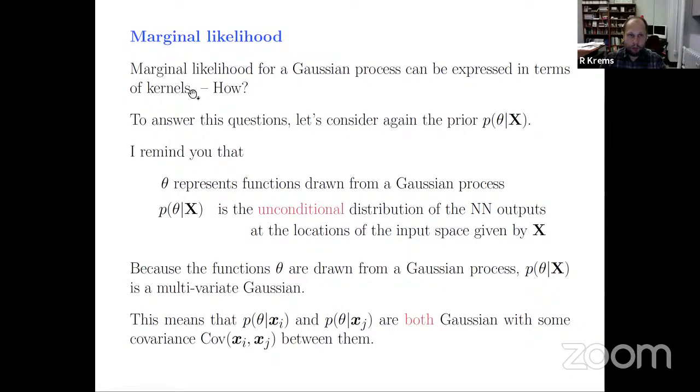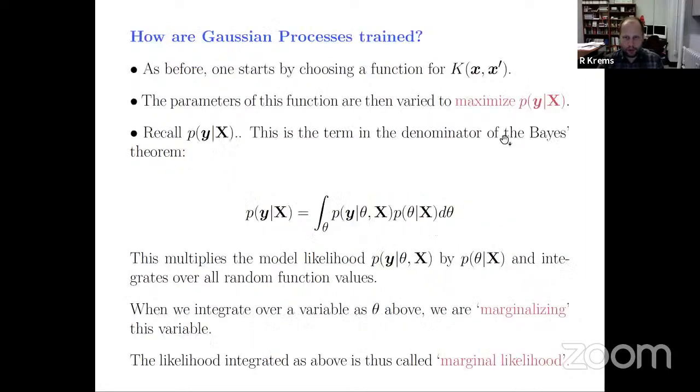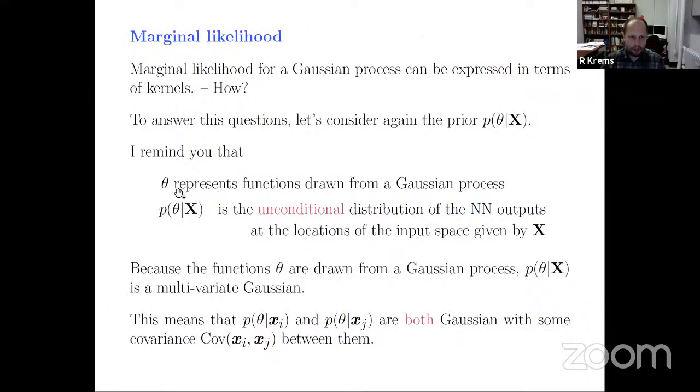Okay, so marginal likelihood for a Gaussian process can be expressed in a closed form in terms of kernels. So let's see how this is done. To answer this question, let's consider again the prior from this integral here. Let me remind you that theta represents collectively those beta coefficients from yesterday, the coefficients of the neural network that we promoted to random variables.